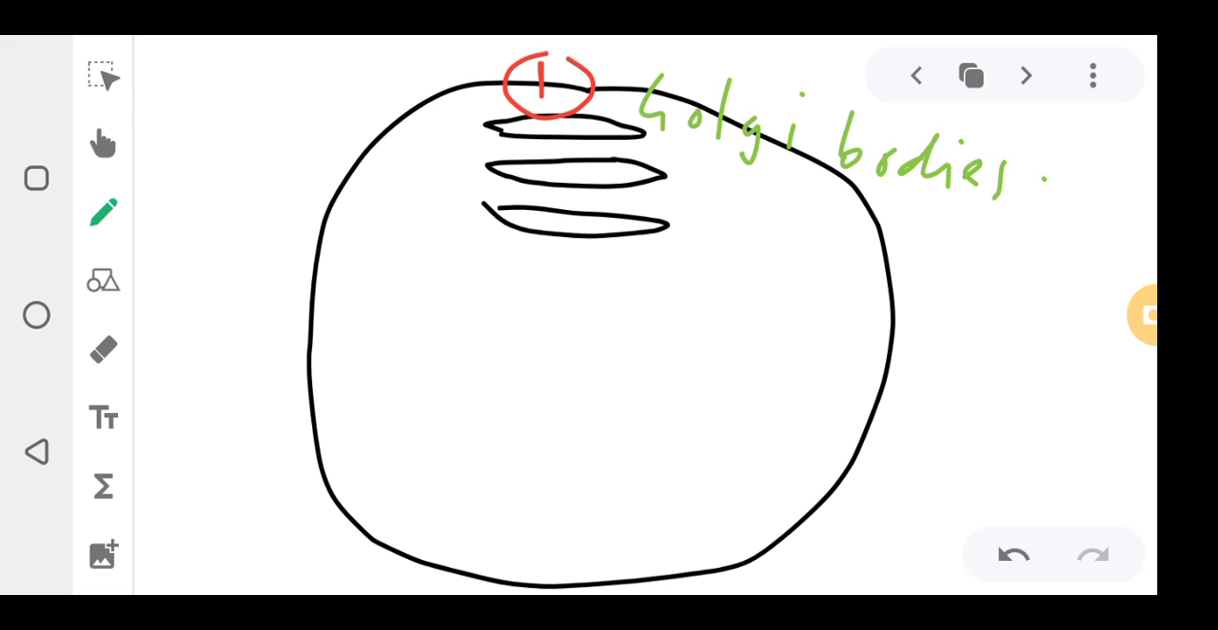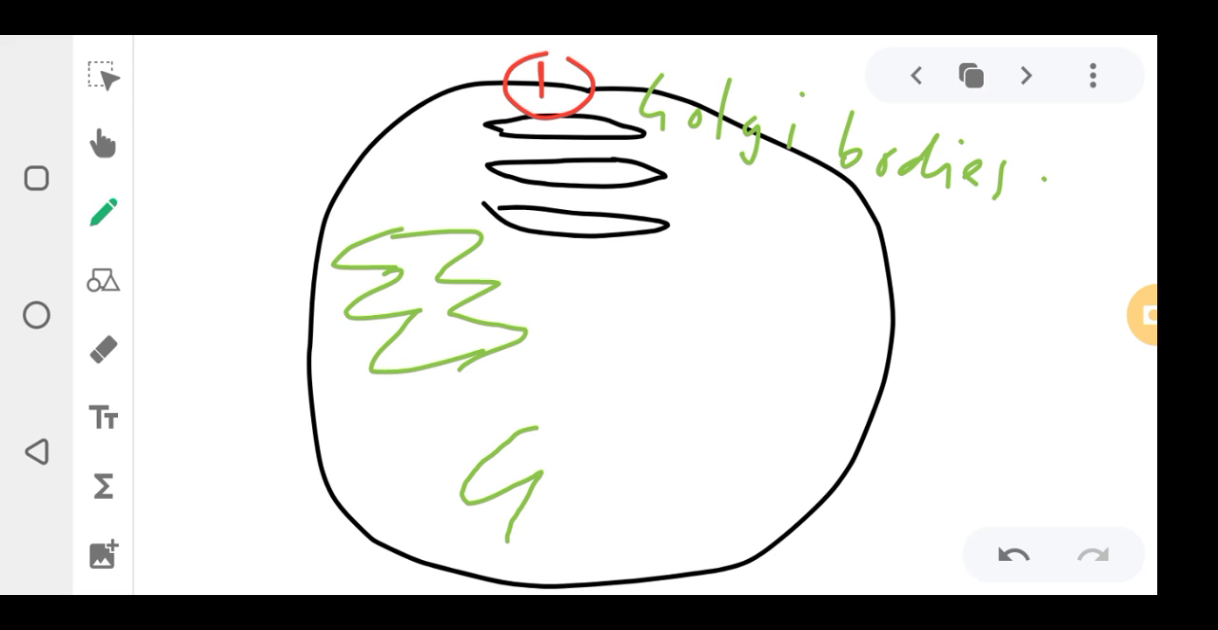Now, there are also the things that look like this. They usually look like this. You see, it looks as if it's one thing. And then even here, they look like this. They go like that.